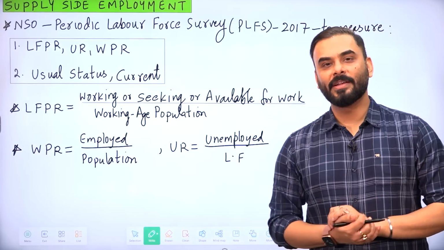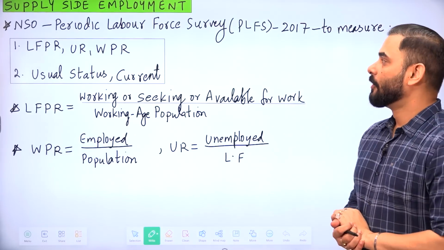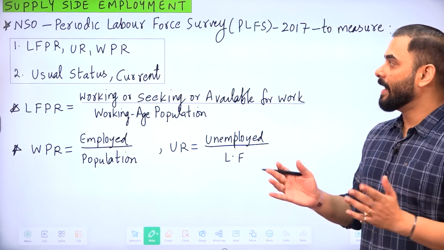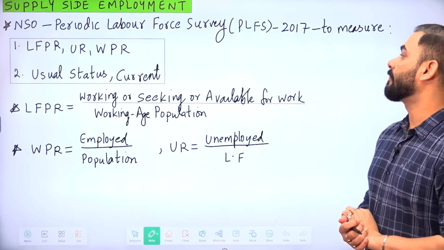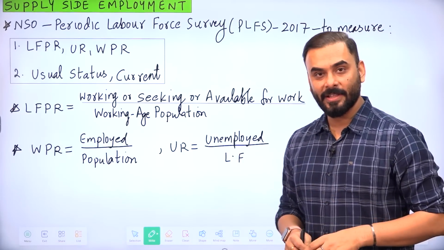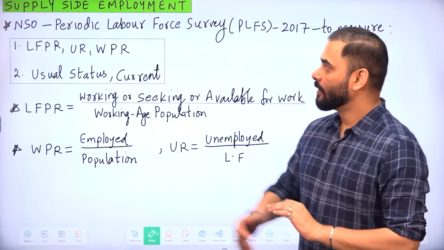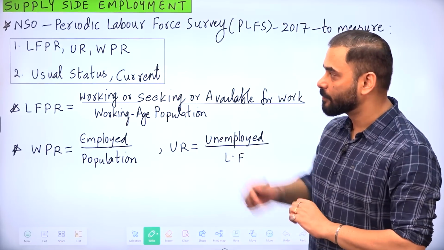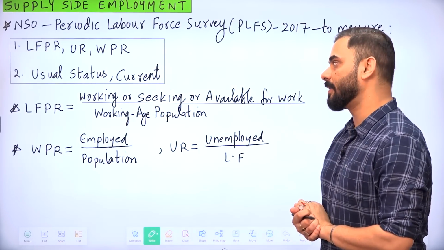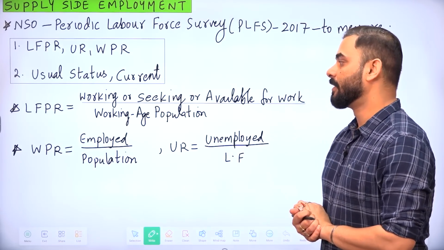So now let us look at the employment from supply side. So see, in the year 2017, NSO started the Periodic Labour Force Survey in India. And in this survey, they report two things. Number one, some ratios like labor force participation rate, unemployment rate, and workers population ratio.